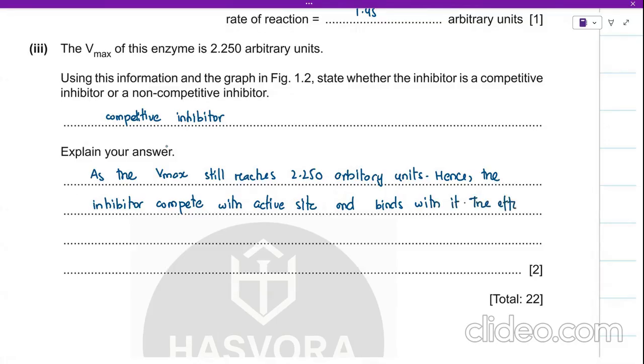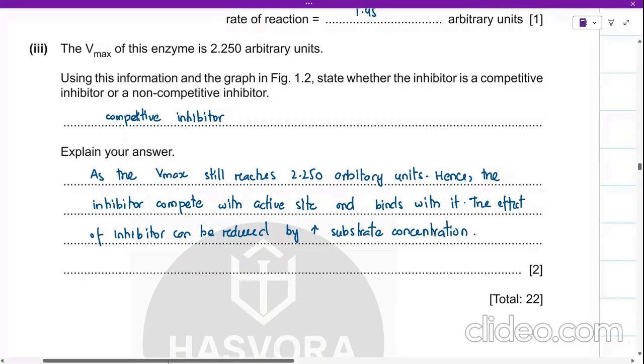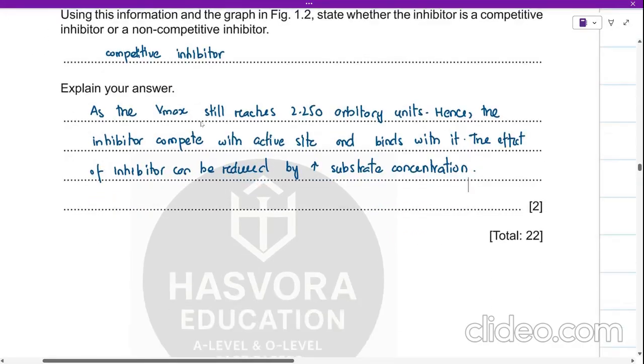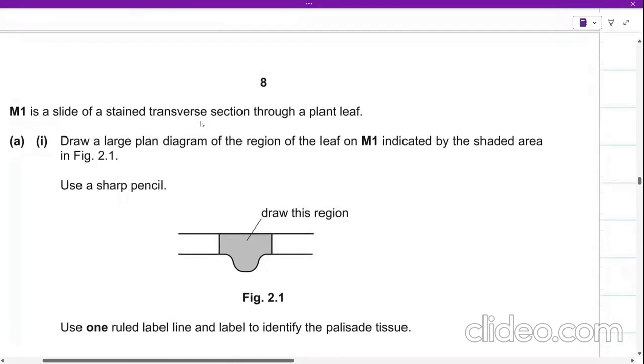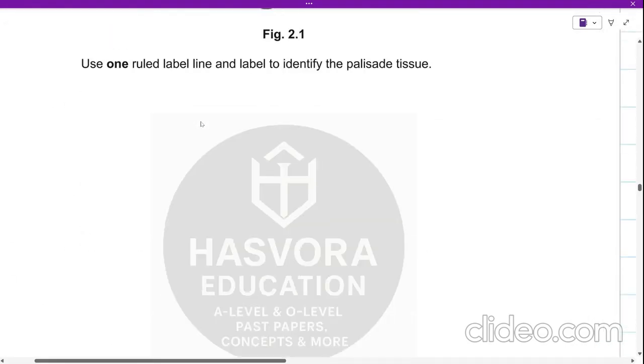The effect of the inhibitor can be reduced by increasing the substrate concentration. So you are not going to be writing anything about the Km value, as we do not have graphs to compare. They have just given us the Vmax of the actual enzyme. So this was the answer for this. Let's move on to question number 2.